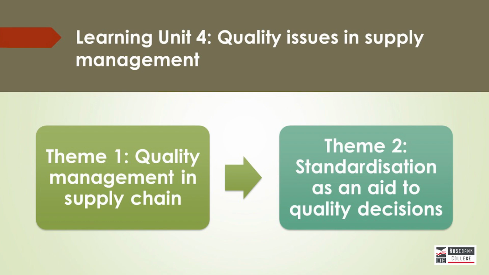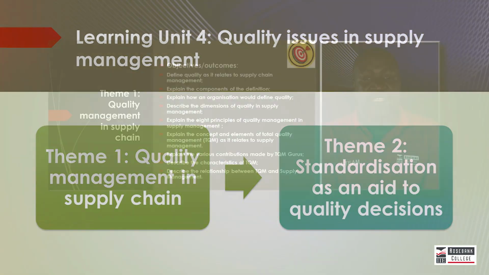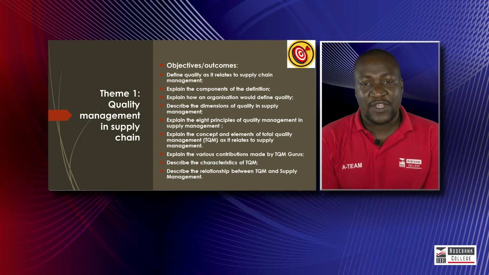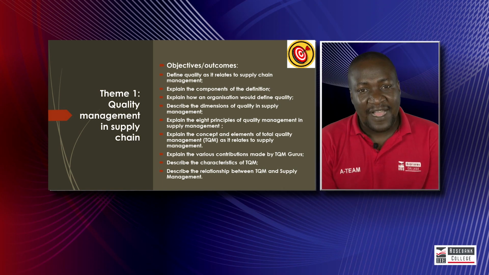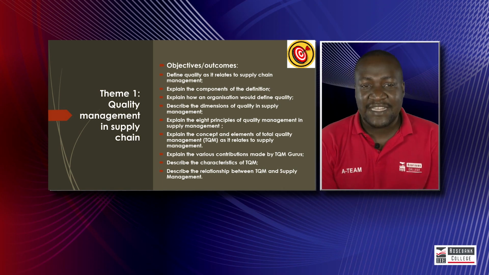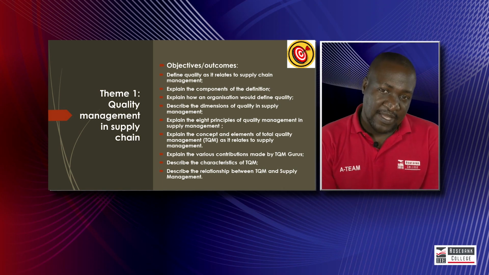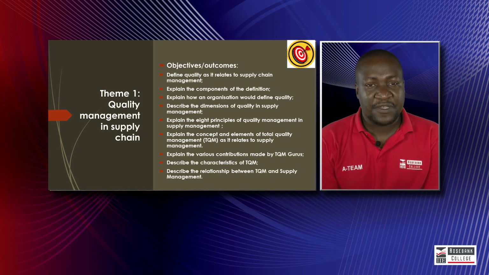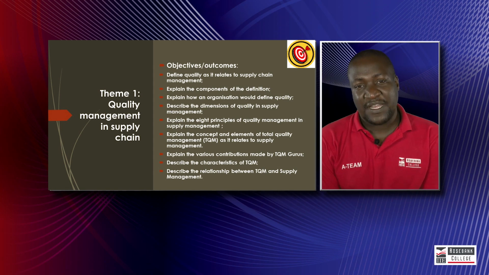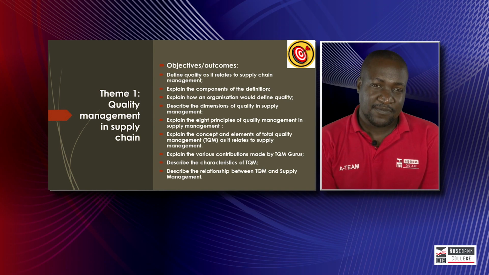Now let's quickly look at theme 1, and these are the outcomes or objectives that you are expected to know by the end of this learning unit. Define quality as it relates to supply chain management. Explain the components of the definition of quality. Explain how an organization would define quality.